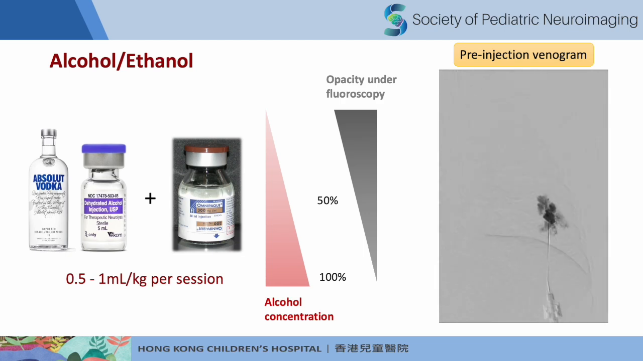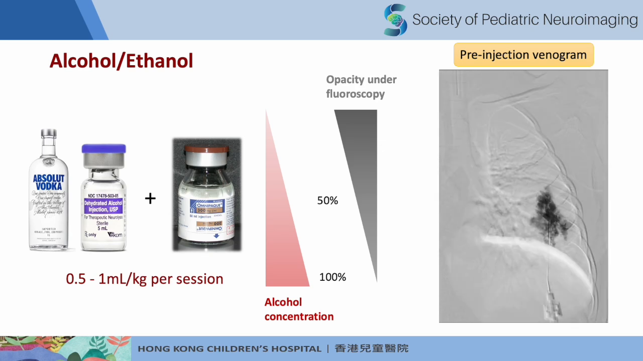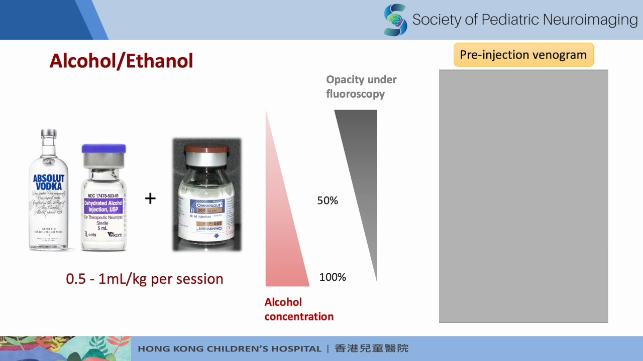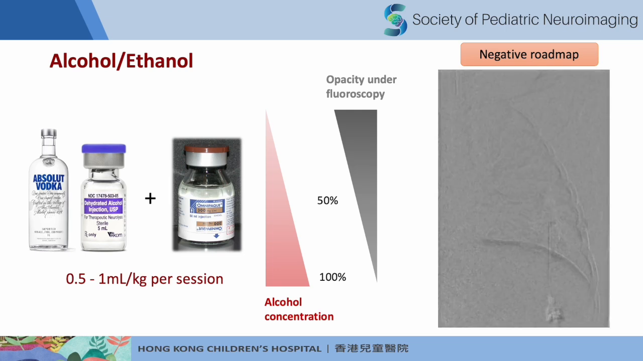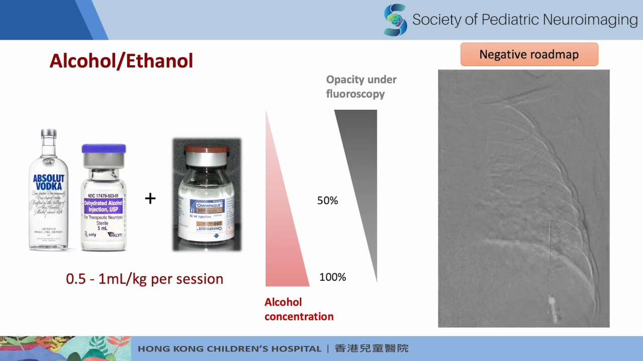So we would normally do a pre-injection venogram to delineate the outline of the venous malformation. And then we would use a negative roadmap, meaning we would then inject the alcohol. You can see once we start injecting, the contrast in the dead space is firstly displaced, and then the alcohol will come. The problem with absolute alcohol is that it is non-radio-opaque. So you're relying on looking at the degree of displacement of the contrast to show you how diffuse the alcohol has been.